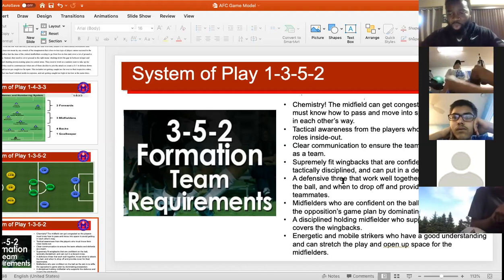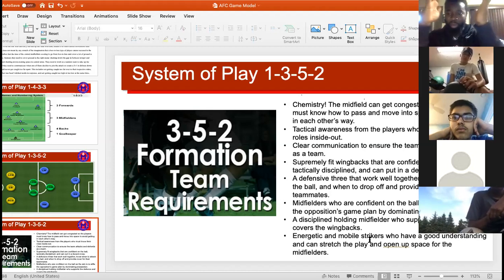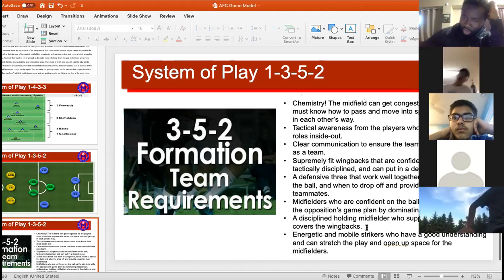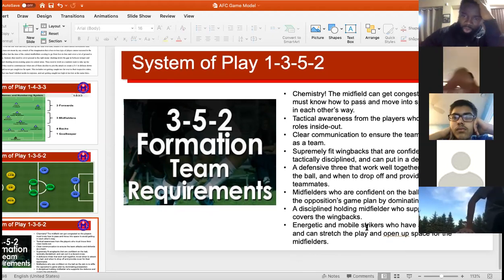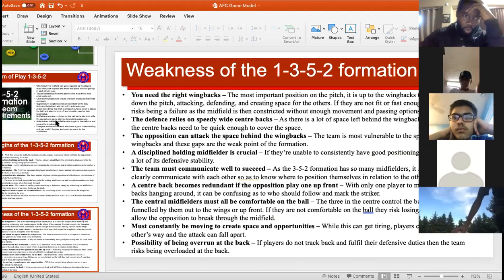So they should be able to do that, right? They should support the midfielder and the wing backs in defense as well, and they should have lots of energy. The striker should be mobile, with energy and a good understanding of the game, able to stretch the field up and down and open space. So these are the things that we want to do.